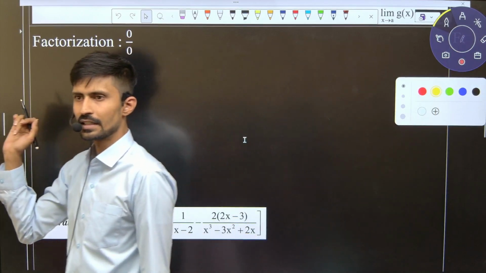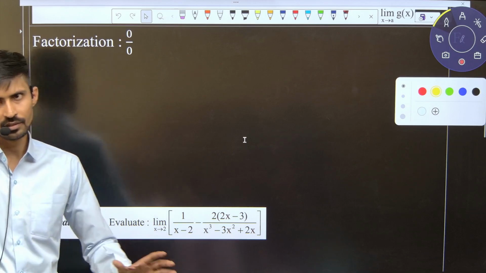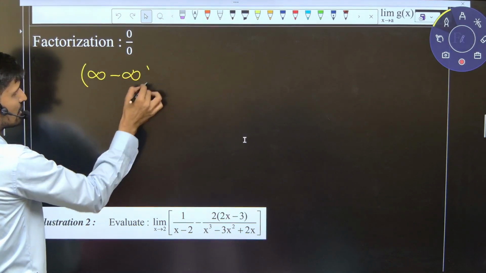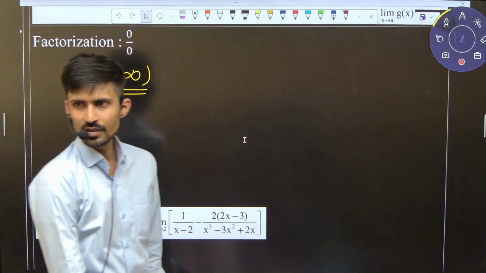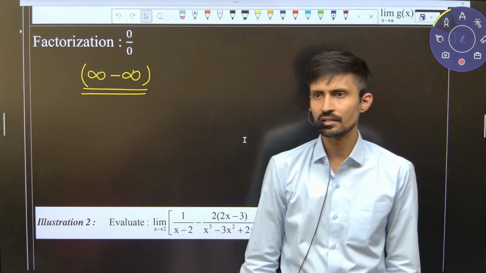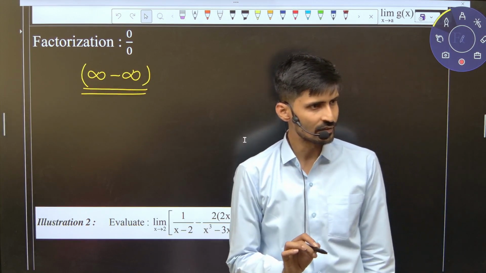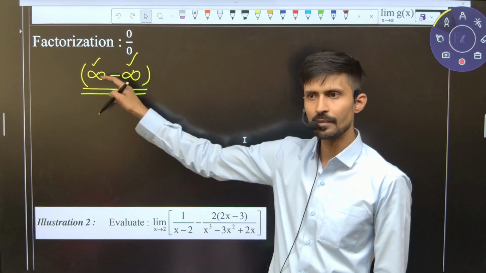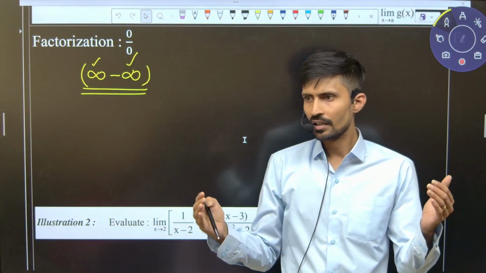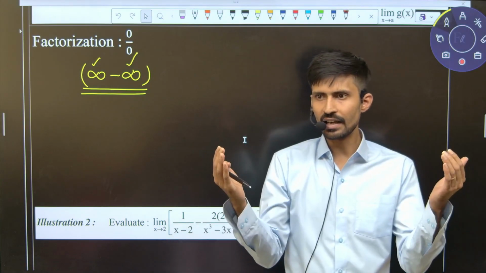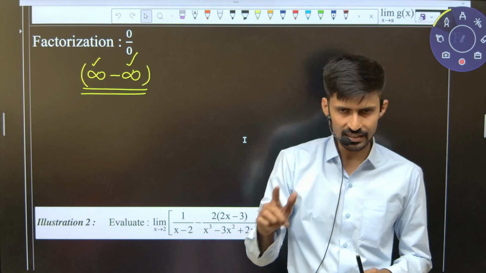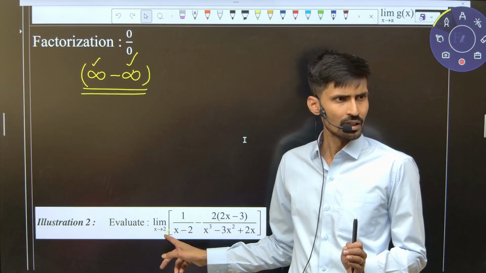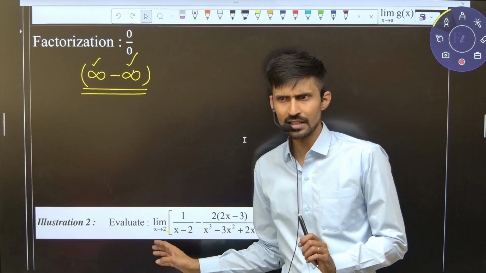Now we are going to do one example for infinity minus infinity. Whenever you see infinity minus infinity, always remember one term you will see and a second term you will see, and both terms will be infinity separately. Both terms are infinity separately, and that will look like infinity minus infinity. Like see in this question, the value of x is 2. So let's go with 2 plus and 2 minus both.